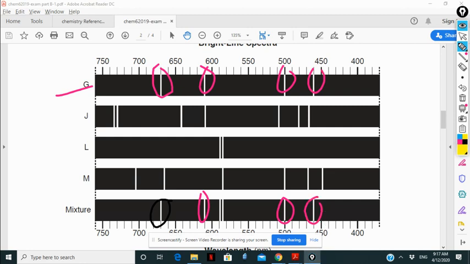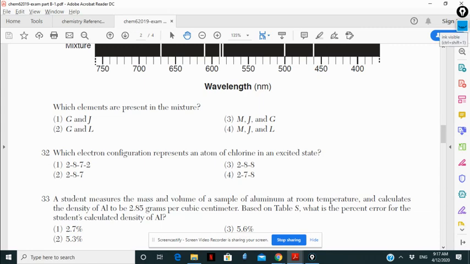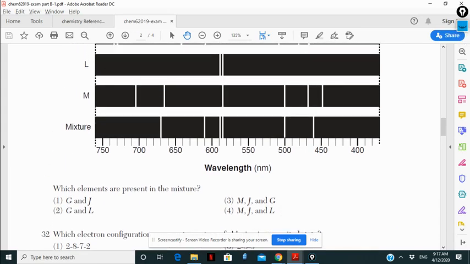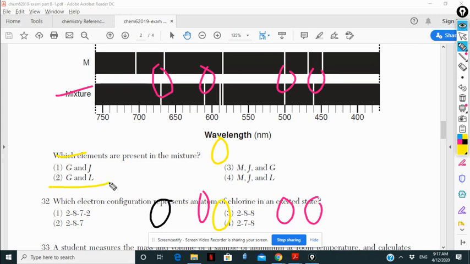Now the second two bands after the 600, so that it's L. That's the only element that has the two bands. So I have G and L. So the answer must be number 2, G and L.